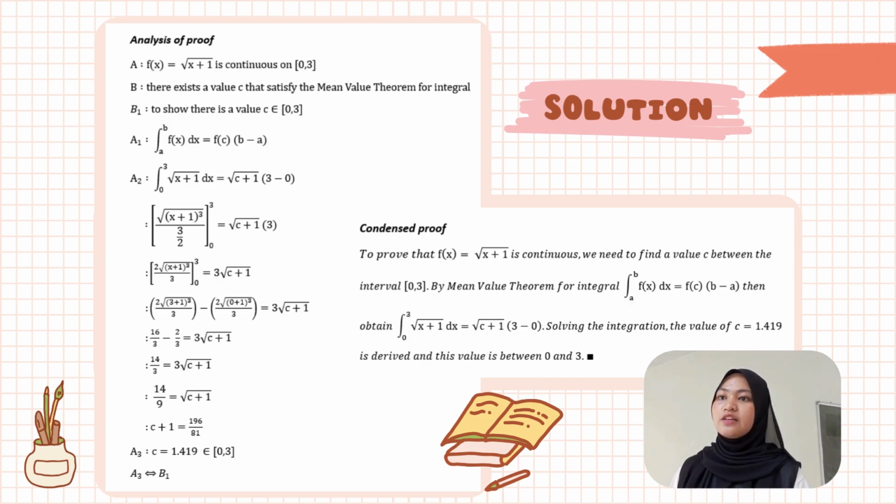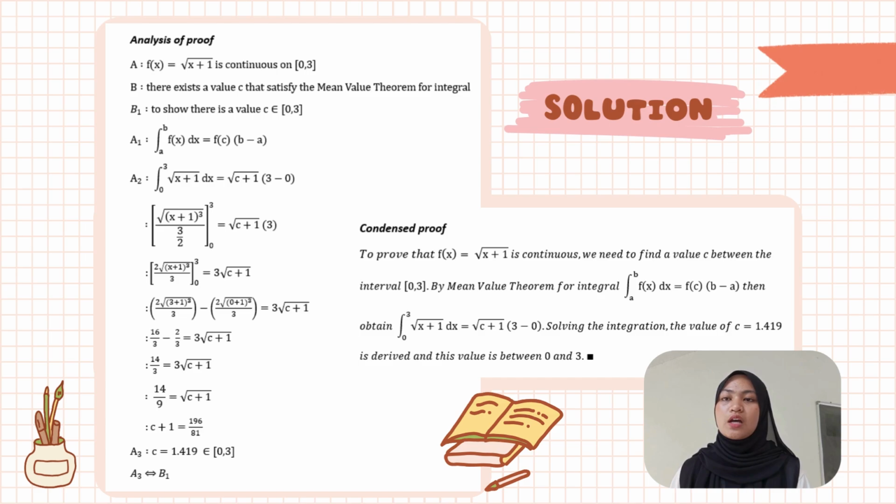So lastly, for A3, we can conclude that c equals 1.19 in [0, 3], which is between 0 and 3. So we can conclude that A3 equals B1.